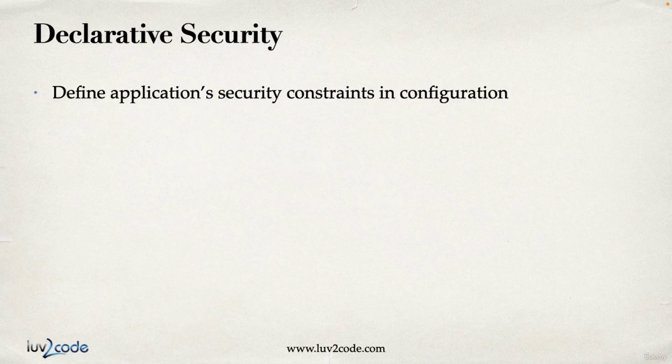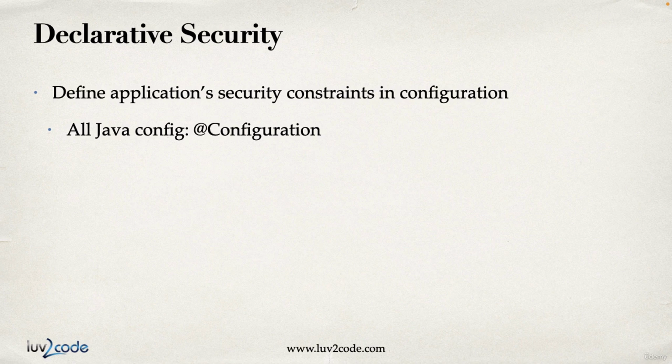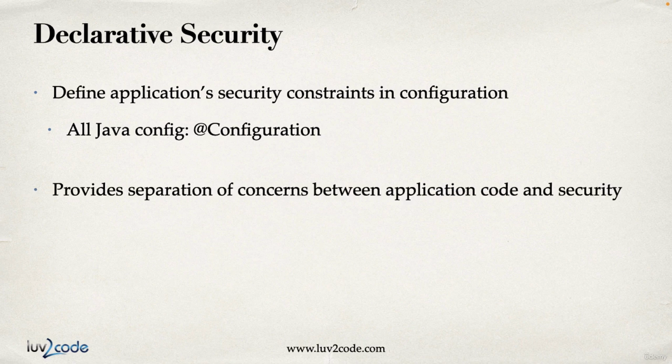Spring Security has declarative security. Here we define our application security constraints in a configuration. This is handled by an all Java config using a configuration class. And the nice thing about this is that it provides separation of concerns between application code and security code.